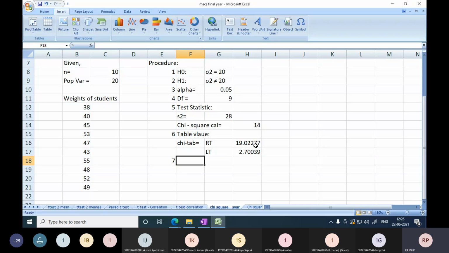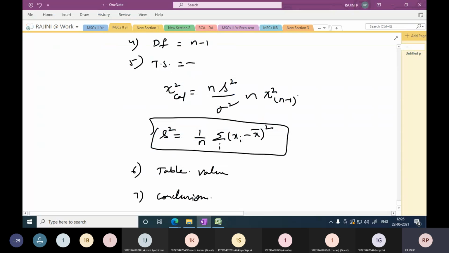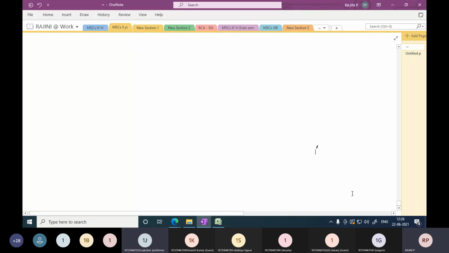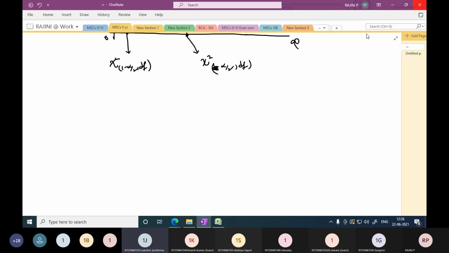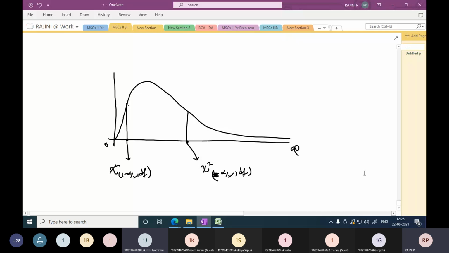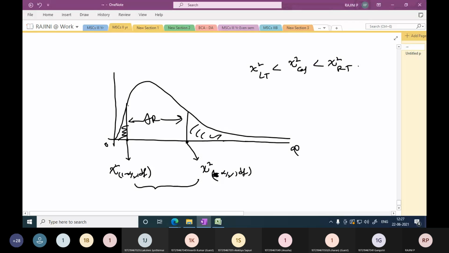Now move to step 7, the conclusion. How can we give the conclusion if it is a two tail test? If chi-square 1 minus alpha by 2 is less than or equal to chi-square cal, which is less than or equal to chi-square alpha by 2, this is the acceptance region, and these are the rejection regions. When you accept, the chi-square cal value should lie between these two. So the left tail value should be less than the chi-square cal value, and the chi-square cal value should be less than the right side table value. Is it clear?